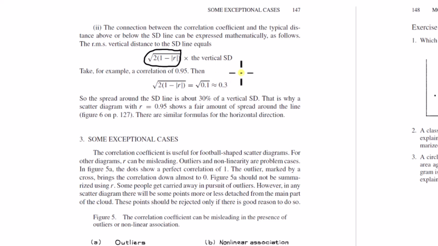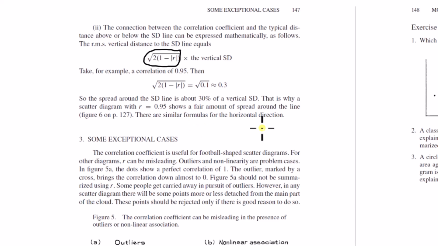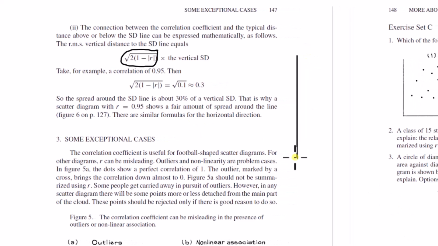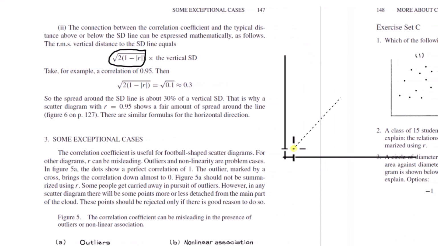So if you have a larger vertical standard deviation, you're allowed to have more spread. For 0.95, it's going to be about 30% of the vertical standard deviation. If you've got a really large range in the Y, so here's a kind of big range in the Y, and a correlation of 0.95, well, then you need to spread out about 30%. It's going to be spread around 30% around that line.